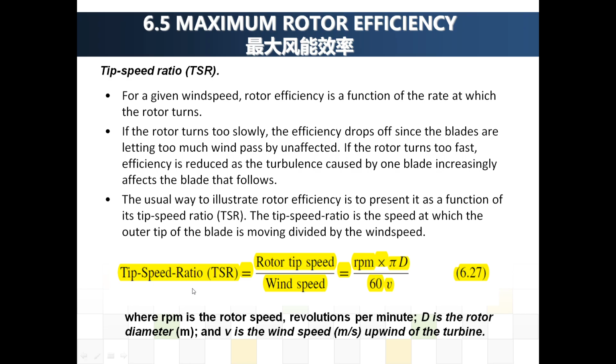So the tip speed ratio is equal to the rotor tip speed divided by the wind speed, which is equal to RPM multiplied by pi D divided by 60 multiplied by wind speed. RPM is the rotor speed in revolutions per minute, D is the rotor diameter in meters, and V is the wind speed. So that completes section 6.5.